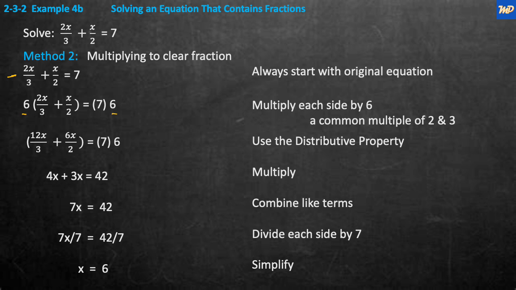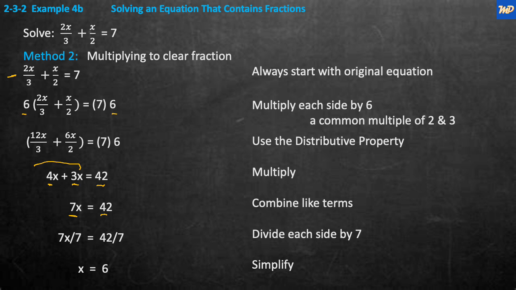In doing that, we get 12x over 3, since 6 times 2 is 12, and 6 times x is 6x over 2, and that equals 7 times 6. When we simplify and do our multiplication, 12 divided by 3 is 4x, plus 6 divided by 2 is 3x, and 7 times 6 is 42. Combine like terms, we get 7x equals 42.